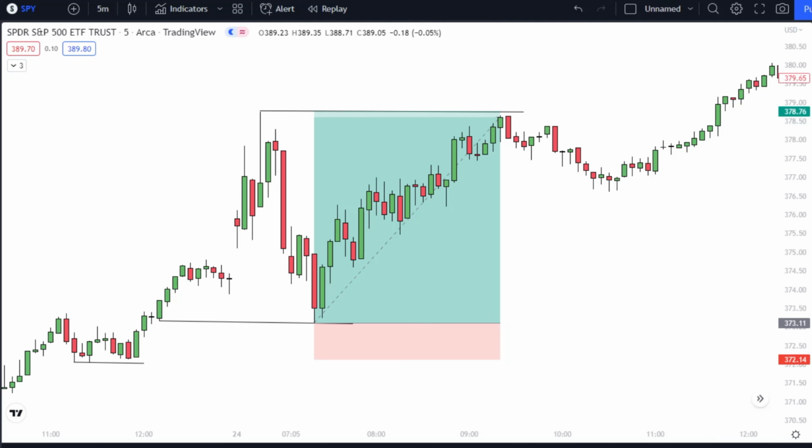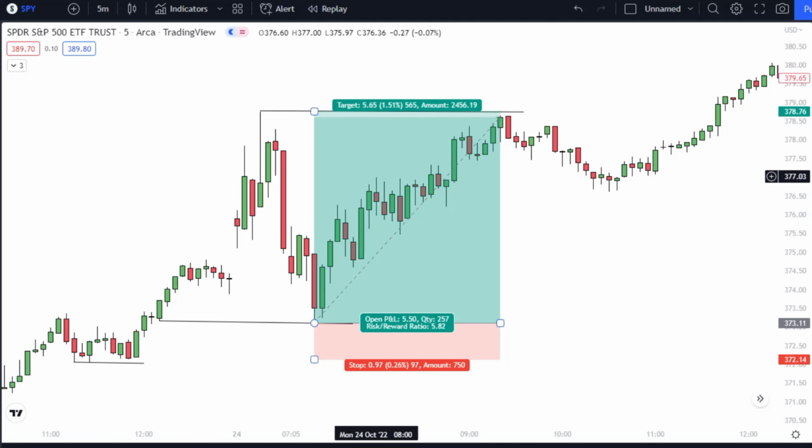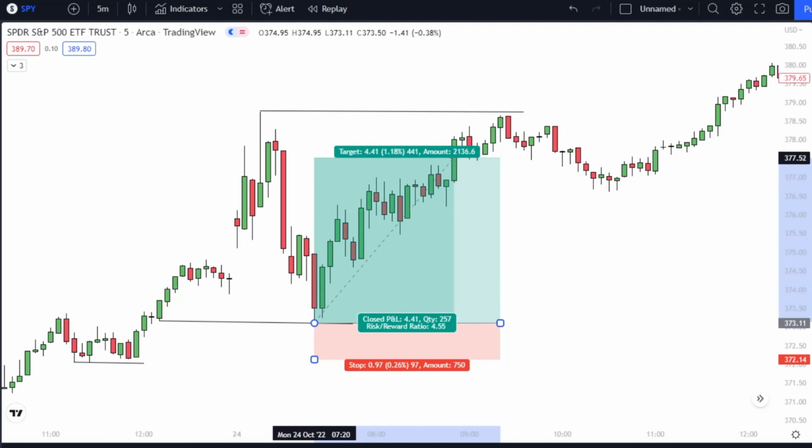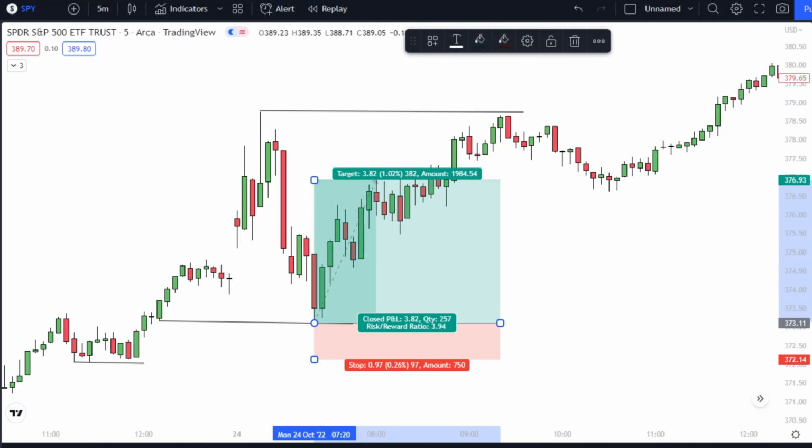So this is going to be your ideal setup, and anything with a risk to reward ratio above 1 or 2 is going to be good. Ideally, the more it is, the better. But as you can see in this situation, we do hit close to that level. Personally, I like to scale out a little bit halfway. So I would have scaled out around here, and I would have gotten about a 3.82 or a 3.94 risk to reward ratio, which is still amazing.